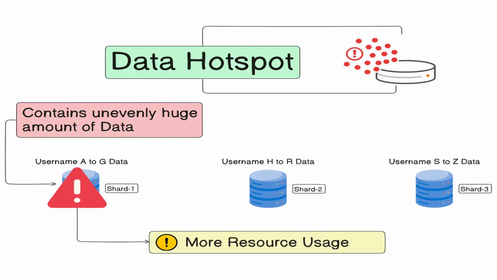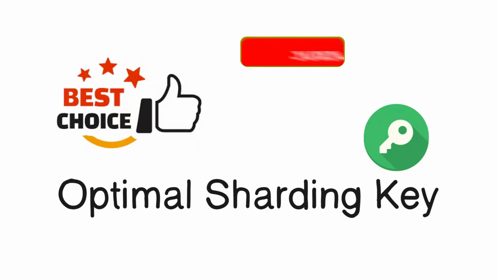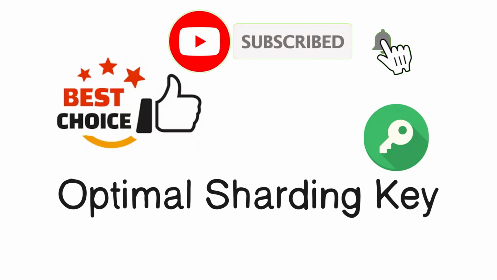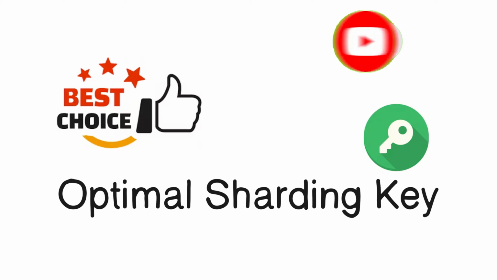We may not be able to completely eliminate this issue, but we should be able to minimize it as much as possible. The most effective way to do that is selecting an optimal sharding key. A good sharding key will result in even data distribution. So when choosing a sharding key, we must consider a few things.